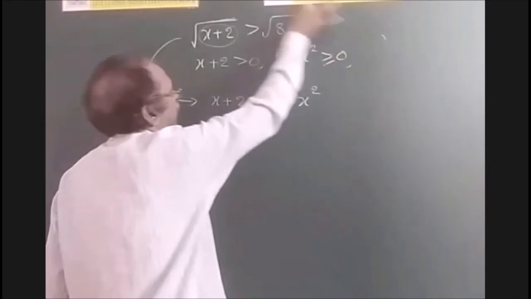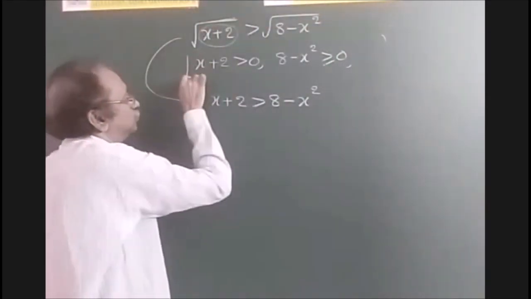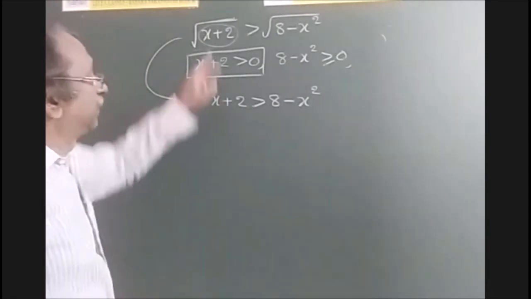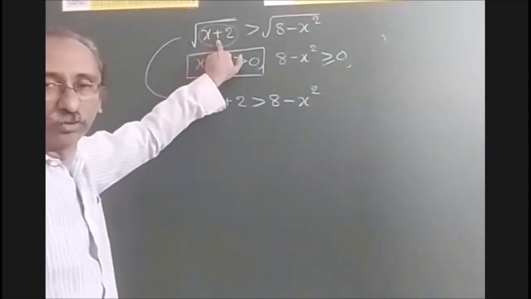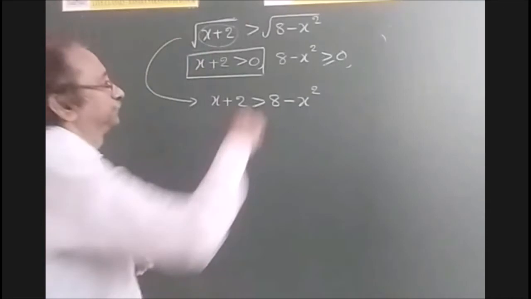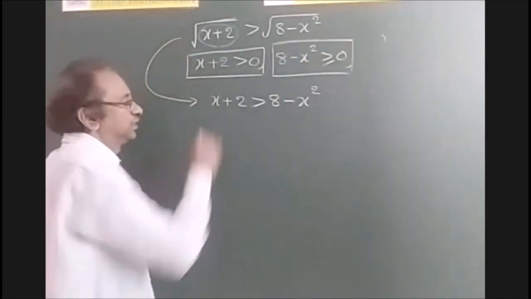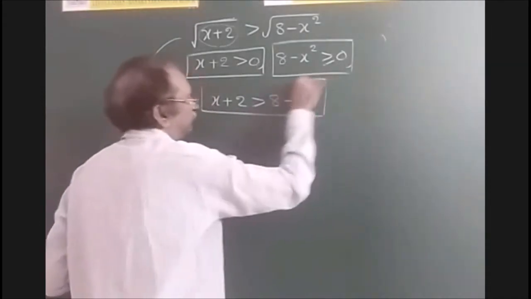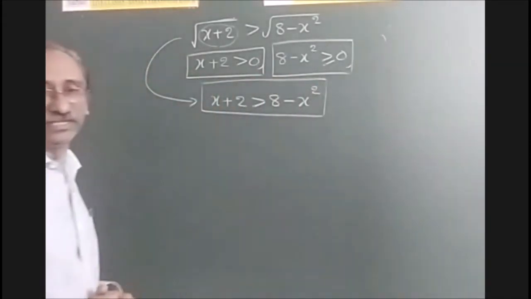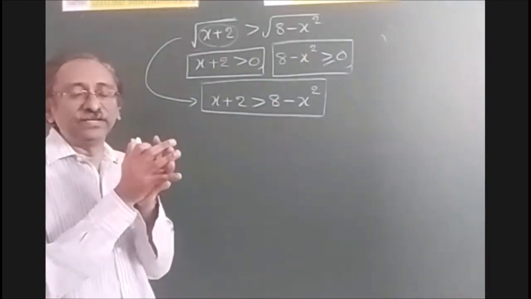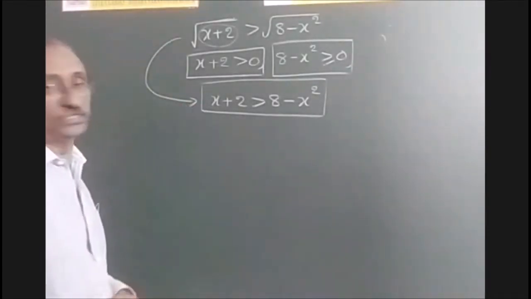So this inequality is equivalent to this one. x plus 2 must be positive, otherwise there will be a negative under the square root, which is not a real number. And similarly, this must hold good. And also we have to find the values of x which satisfy this inequality. So we have to solve three inequalities and find the common solution for those inequalities.